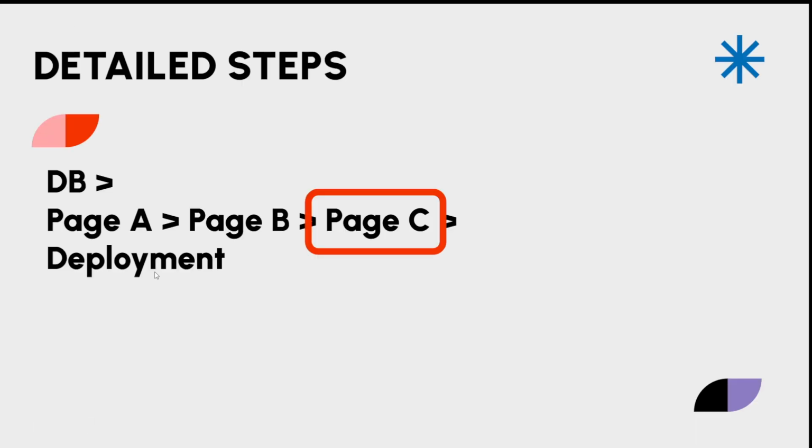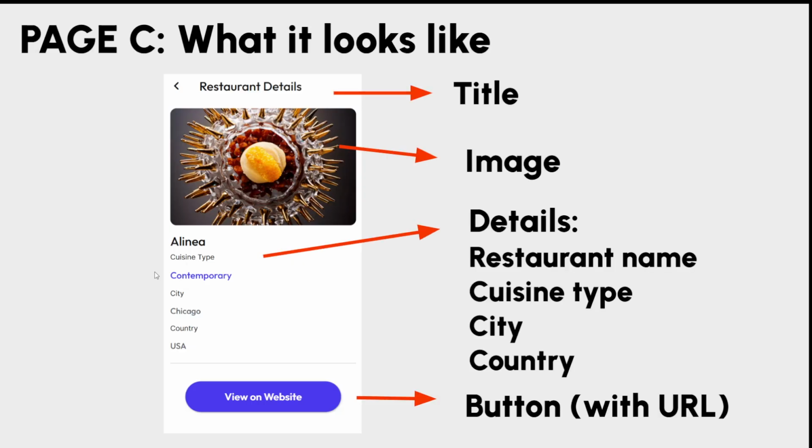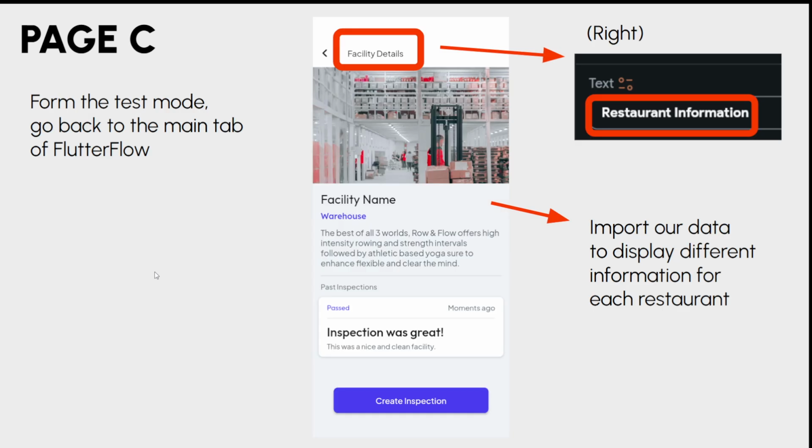We've made it to the final stage, creating page C, the details page. So, what's the plan for page C? It will look something like this. We'll have a title at the top, followed by the restaurant's image, and then some specific details, like the restaurant's name, its cuisine type, city, and country. Finally, there will be a button that links directly to the official Michelin website of the selected restaurant.